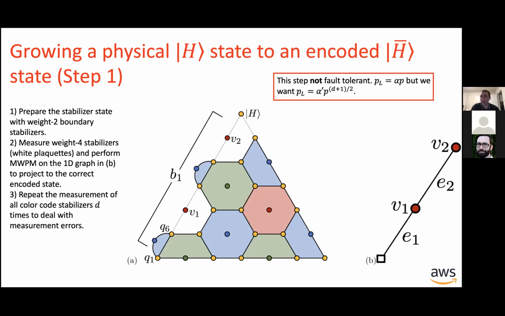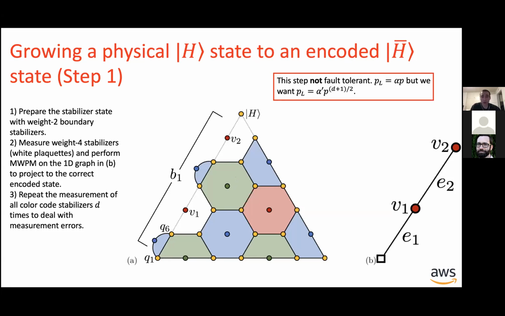So this is all great, but of course, this whole thing isn't fault tolerant. And what I mean by this whole process not being fault tolerant is that our goal here is to prepare an H state encoded in the color code that has a failure probability of p to the (d+1)/2. And here I'm assuming a depolarizing noise model for simplicity, where every component of the circuit, say gates, measurements, idle qubits, and state preparations, fails with probability p. And d here is the final distance of the color code. But indeed, a single failure, say on a physical H state, could cause a logical error during this growing process. So that's where these other steps come in to make the whole thing fault tolerant.